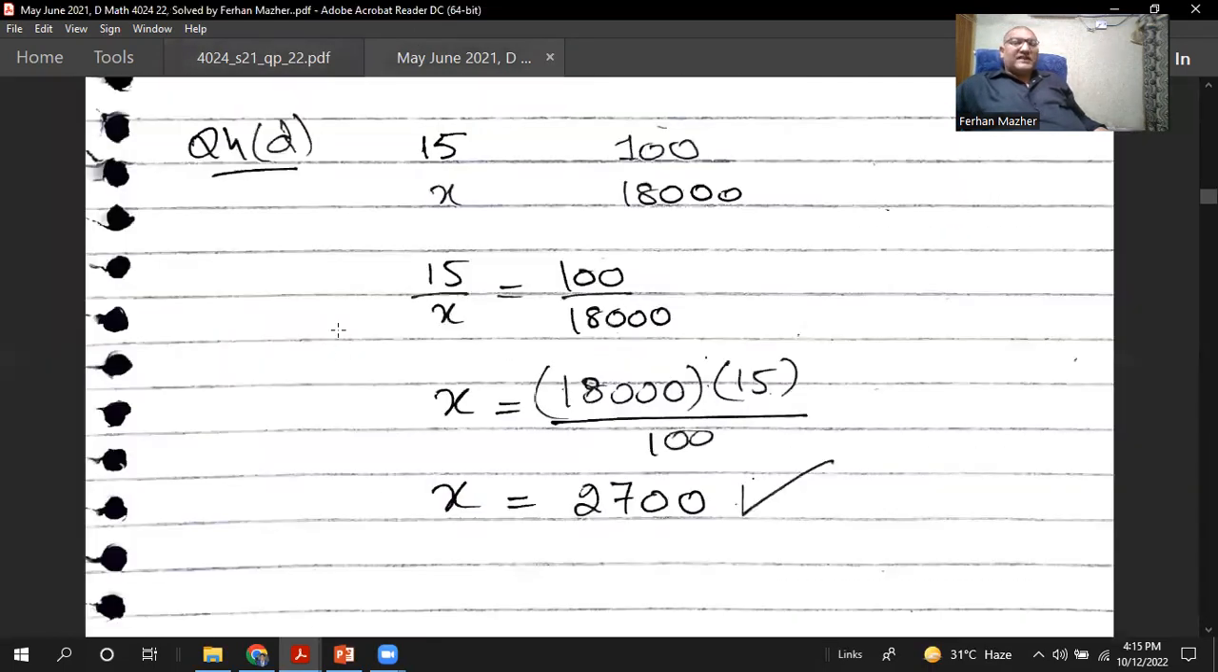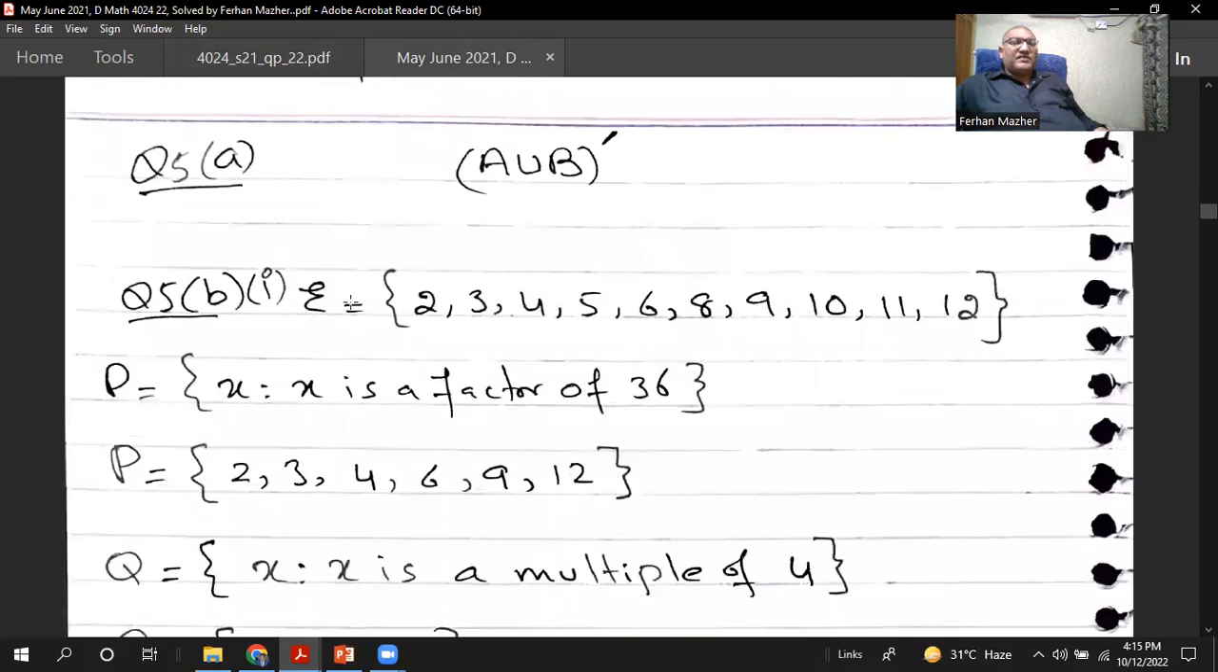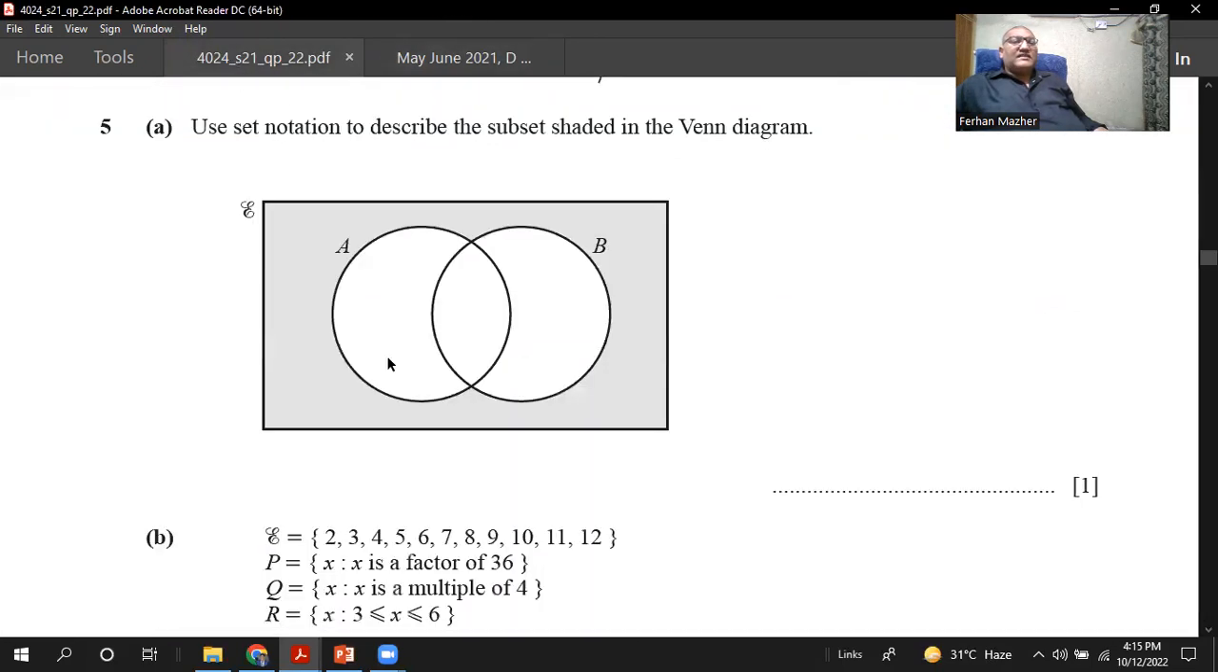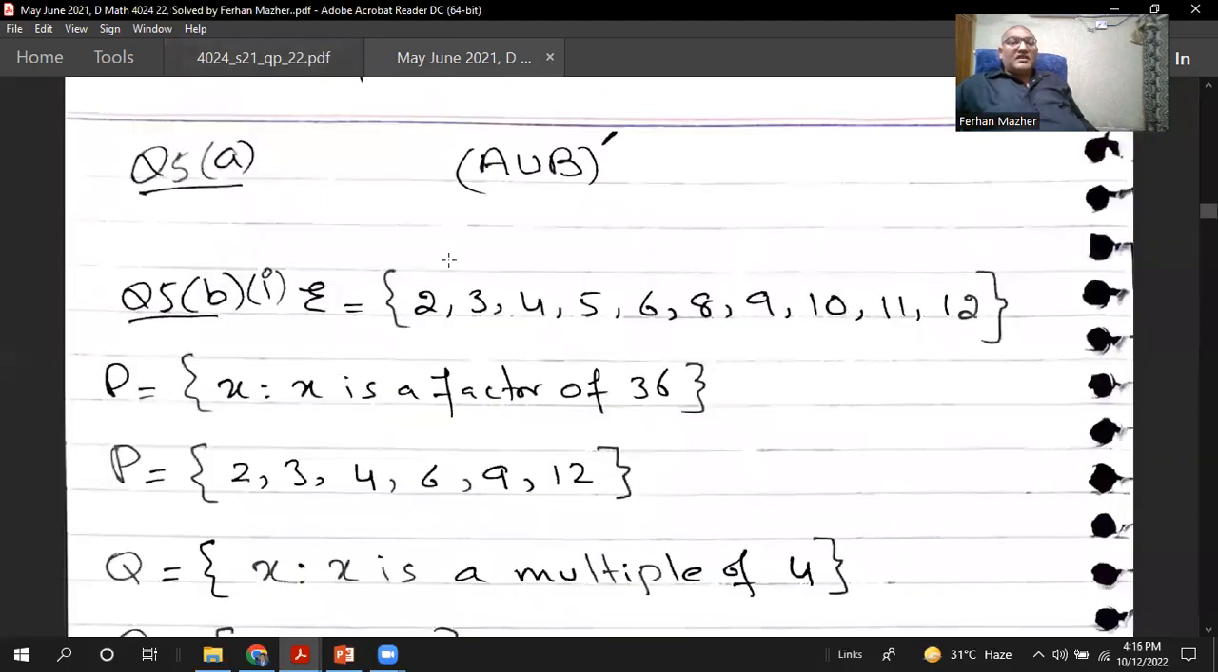Okay, so we are going to the next question. The next question is question number 5. And they say use set notation to describe the subset shaded in the Venn diagram. This portion is shaded. So it means A union B whole complement.